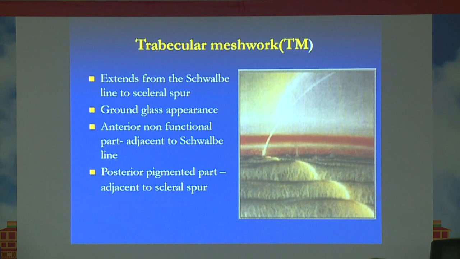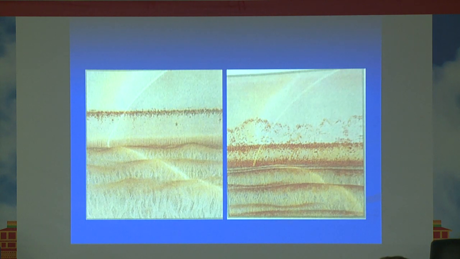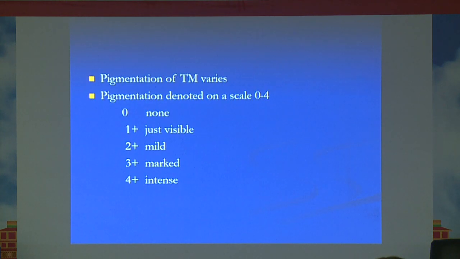Trabecular meshwork: the anterior non-pigmented part and the posterior pigmented part. Sometimes there may be variations. Like in the left side picture, we can see a discrete line of pigmentation along the Schwalbe line, and in the right side picture there is a wavy line of pigmentation anterior to the Schwalbe line. That is called the Sampaolesi line. These are how to grade the pigmentation.